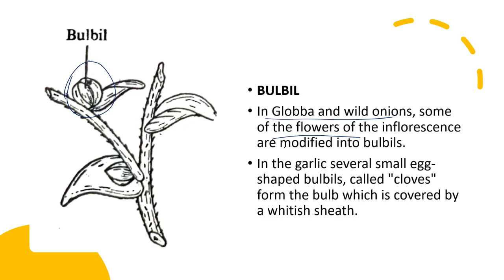So, further description: in globba and wild onions we have flowers, and the cloves of the garlic are basically bulbils that we usually use in the kitchen and in cooking. They are actually bulbils. We are also going to discuss them in the section on underground stem. So this concludes our discussion of buds.